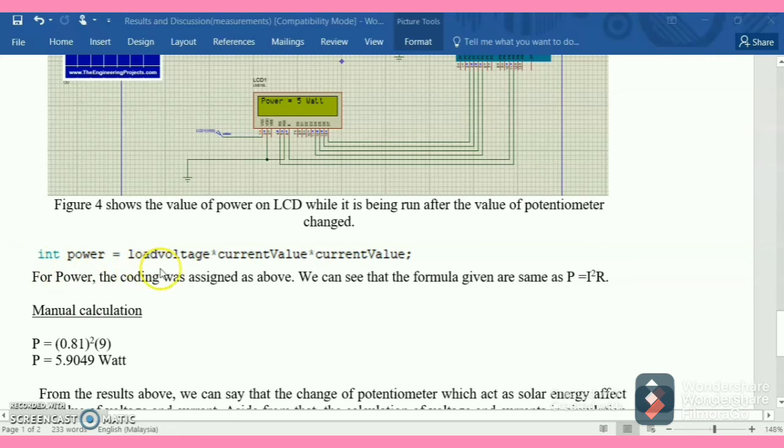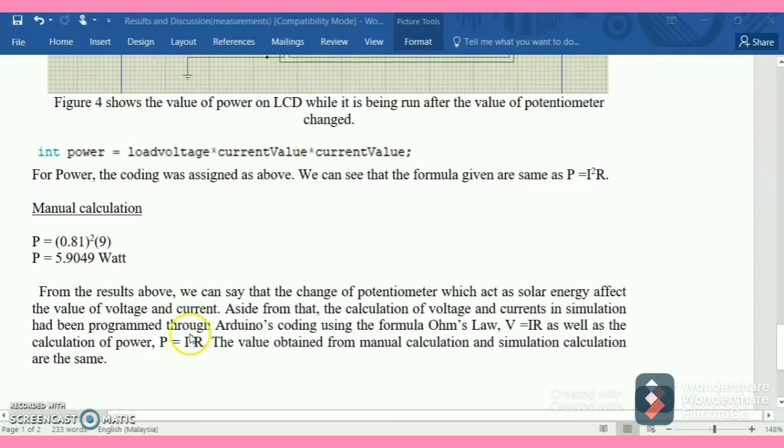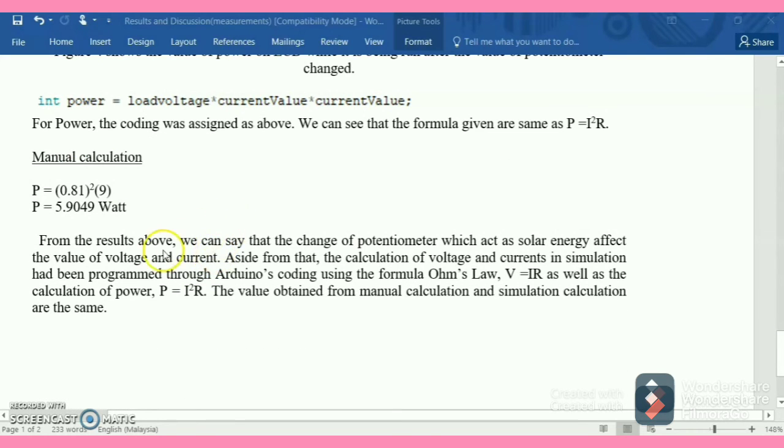This is the coding for power. As we can see, the formula given is the same as P equal to I squared R. This is the manual calculation. The power we've got is 5.9049 watt. From the result, we can say that the change of potentiometer, which acts as solar energy, affects the value of voltage and current.